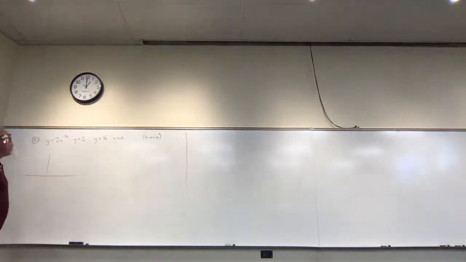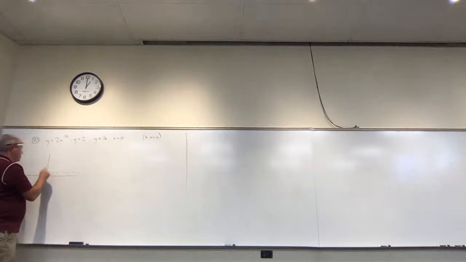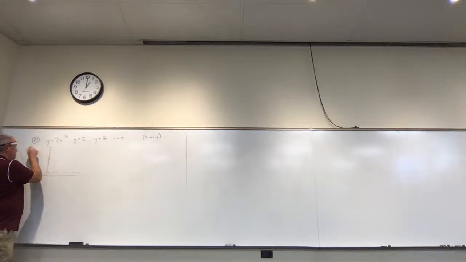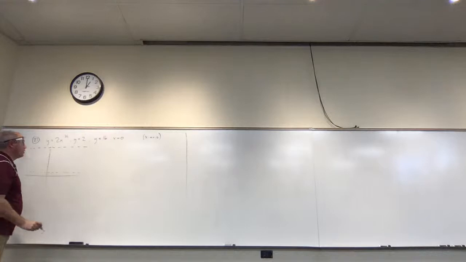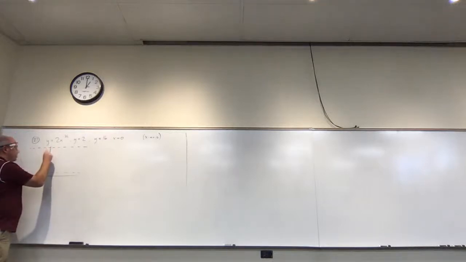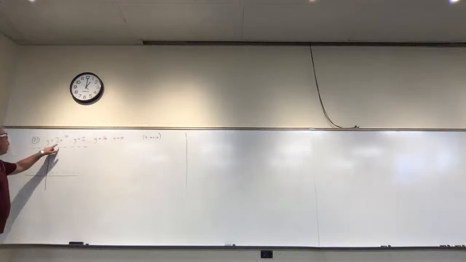So let's do the easy stuff first. y equals 2 is easy enough. We've got y equals 2, y equals 16, somewhere up here. x equals 0 is the y-axis. So that's here. Okay, so we've got a boundary, a boundary, a boundary. And then what's the other one look like?